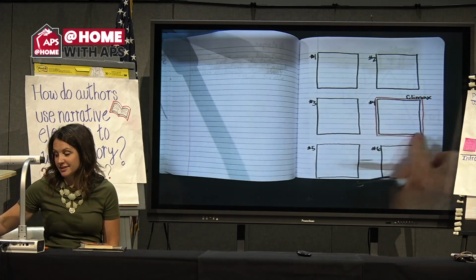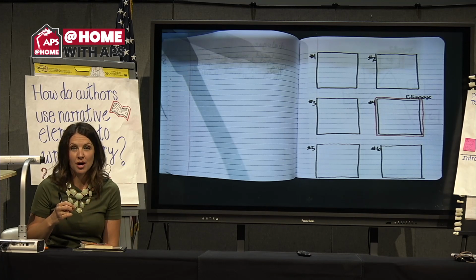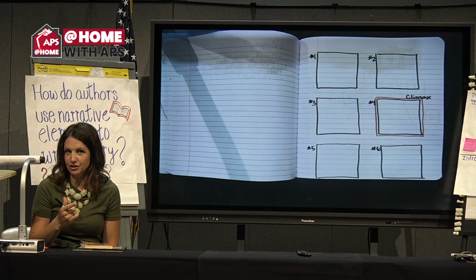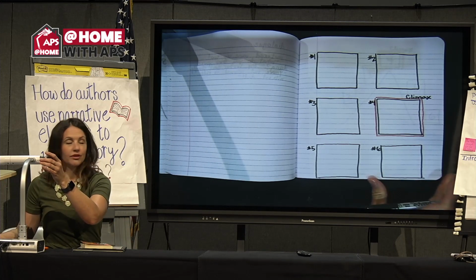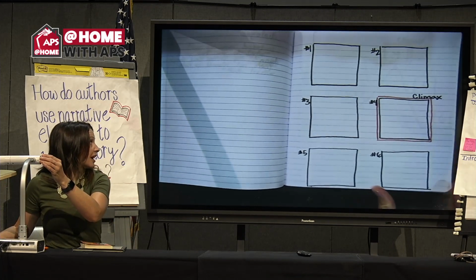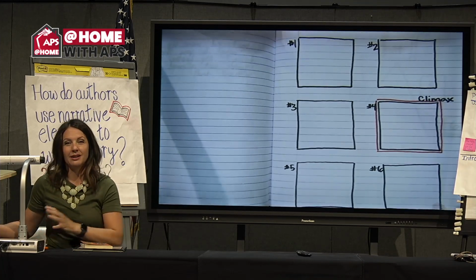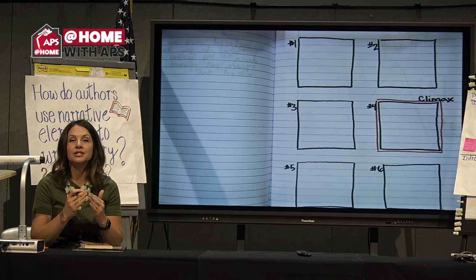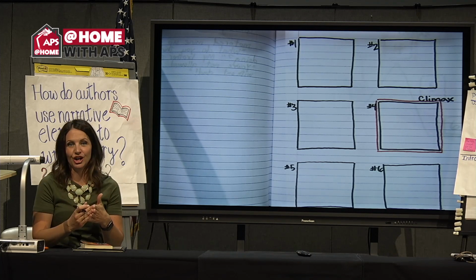If you've noticed, I've made my scene or my box number 4 a little special. I've added an extra color over the box so that I can remember that scene or box number 4 is my climax. That is my most exciting part of my story, my point of no return.